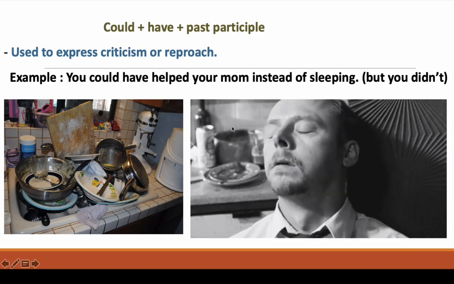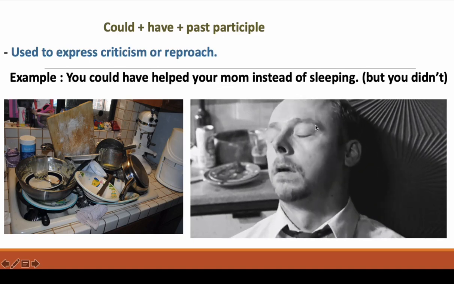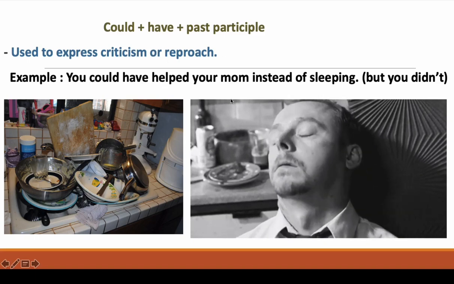Then your brother will come and he will talk to you and he will say, you could have helped your mom instead of sleeping. Okay? You could have helped your mom instead of sleeping. I am reproaching you. I am criticizing you for not helping our mom. Okay? But the question is, did he help his mom?